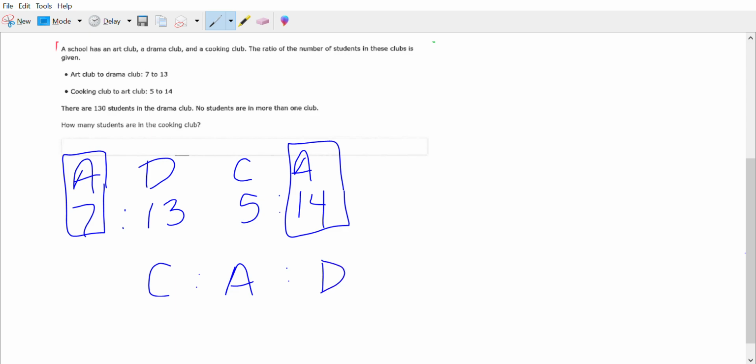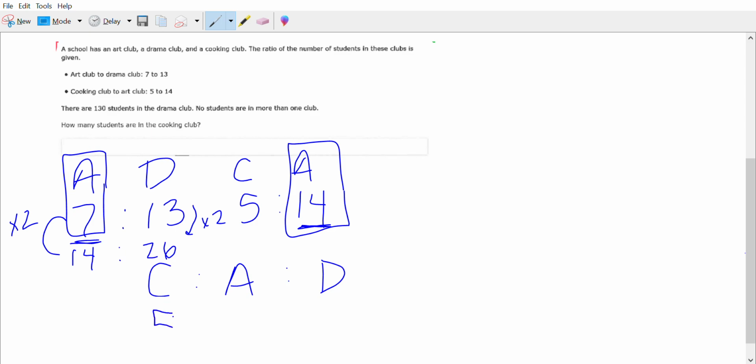So if we're comparing these, I want to get art to have the same number in our ratio so they can kind of be equivalent. So if we have 14 in art club compared to cooking, I want to get our art to drama to be 14. What do I do to 7 to get 14? I multiply by 2. So same thing for drama. 13 times 2 is 26.